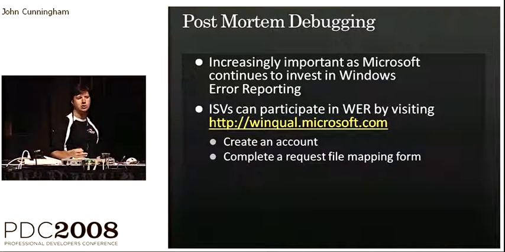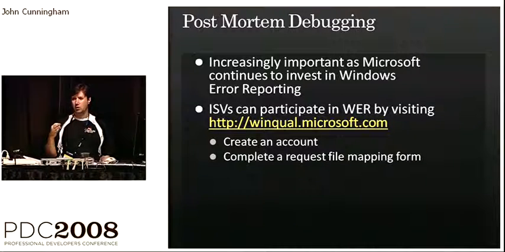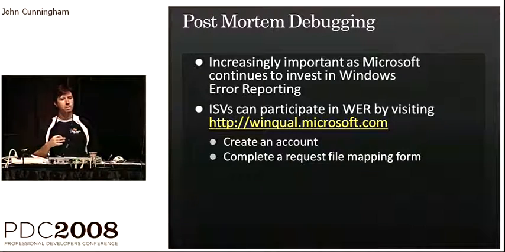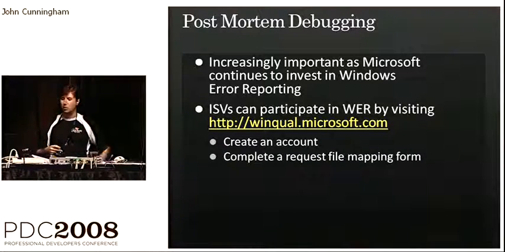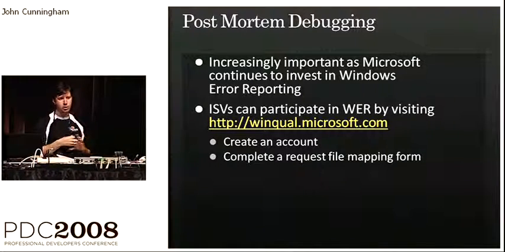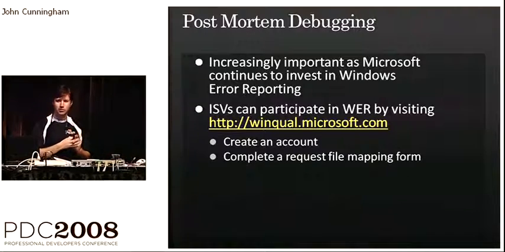If you've deployed an application into the wild for consumers or customers to use, you can participate by going to winqual.microsoft.com and signing up. You will then go through a process where you match your particular binaries and the builds that they are to your company. And then you'll have access to all the crash dumps that are coming into Microsoft.